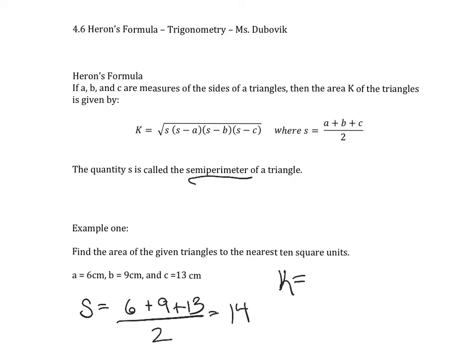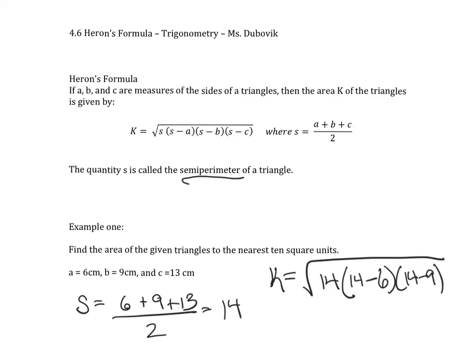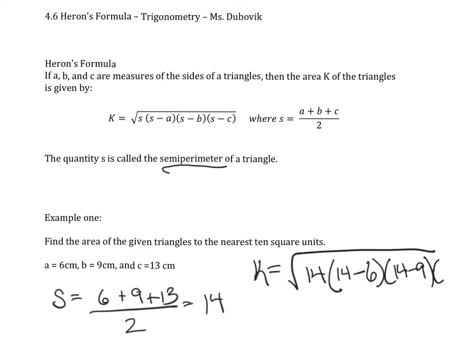So K equals the square root of 14 times 14 minus 6. And ABC typically goes from least to greatest, if you're trying to figure out the pattern of how you write that out. So you do 14 minus 6, 14 minus 9, and finally 14 minus 13. Okay, and see how we're not getting any negative numbers? If you just look at each of those parentheses, they're all going to be positive numbers.